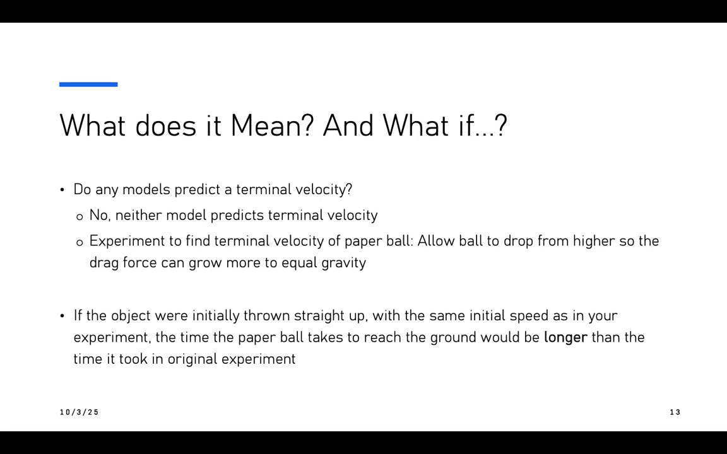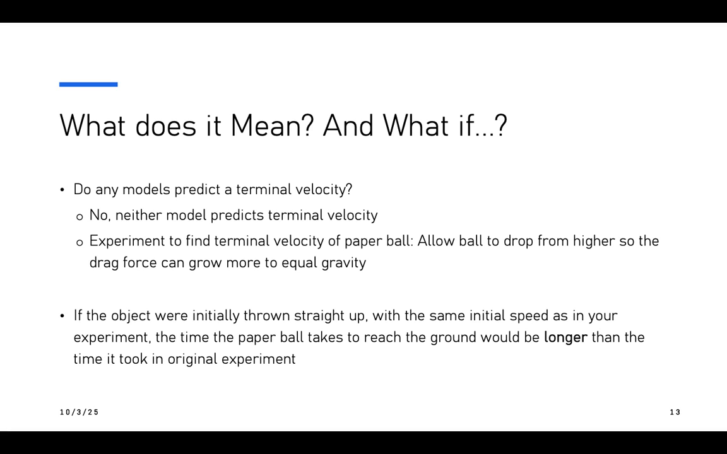What does it mean and what if? Neither model predicts terminal velocity. An experiment to find the terminal velocity of a paper ball would be allowing the ball to drop from higher so the drag force can grow more to equal gravity. An experiment dropping from a tall height could allow us to see when velocity stops increasing and to find the maximum falling speed.